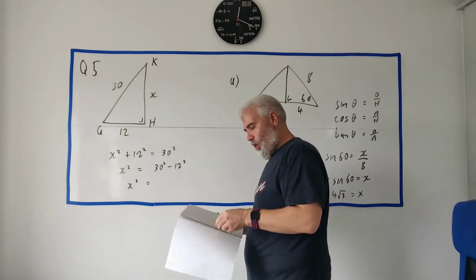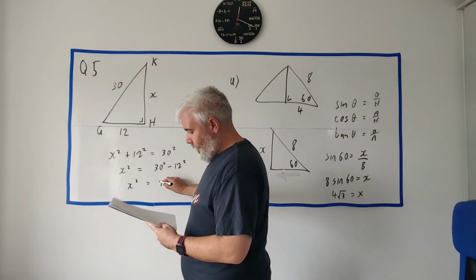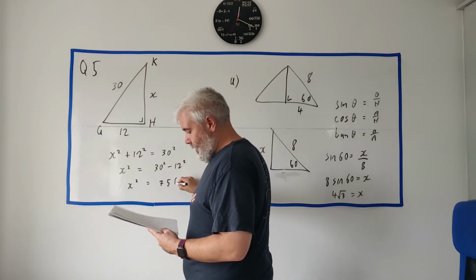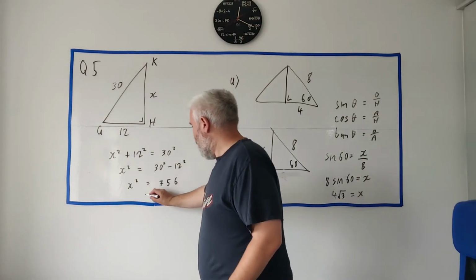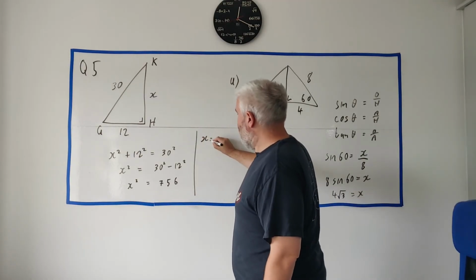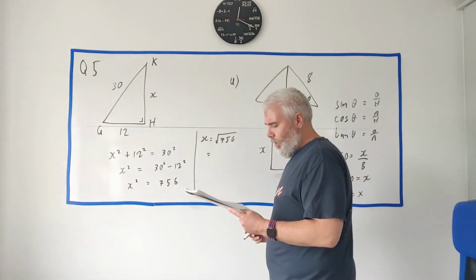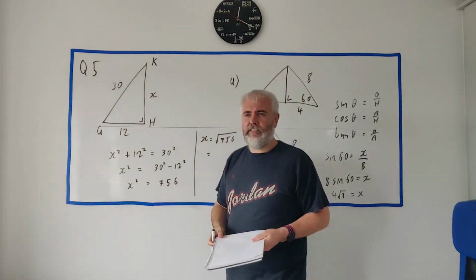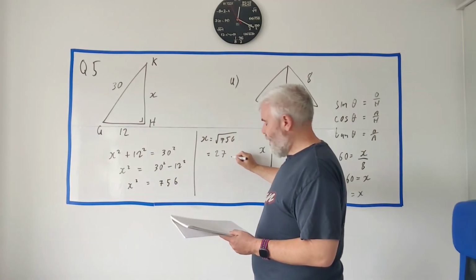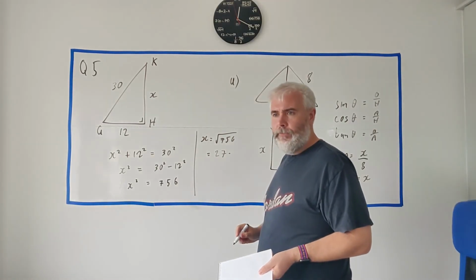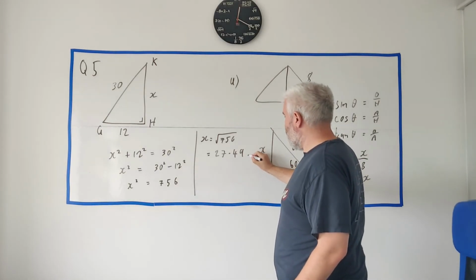What have I got in my notes? That would be x squared is equal to 756. So that would mean x is equal to the square root of 756, and that comes out as a decimal, and they ask you to find the answer correct to one decimal place. So it comes out on your calculator 27 point, I don't have it from memory, I did this question yesterday, I think it's something like 49 something something.